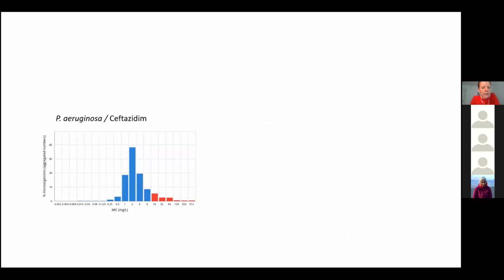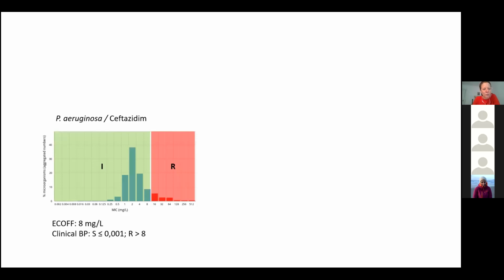If we then look at that again more graphically, this is again the MIC distribution of ceftazidime for Pseudomonas aeruginosa, and you have the ECOFF, the upper limit of the wild type distribution, of 8, and the clinical breakpoint, which has the arbitrary S breakpoint, and then the R breakpoint equaling the ECOFF. So R is more than 8, all MICs above 8. And then you can see that you will report the wild type population as I, and then you also have the R population.